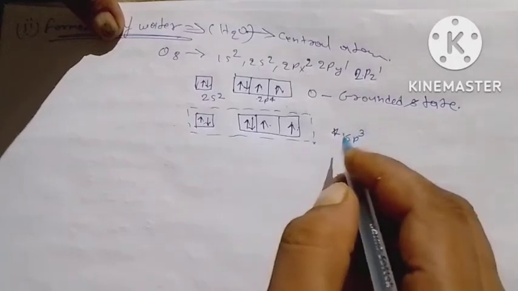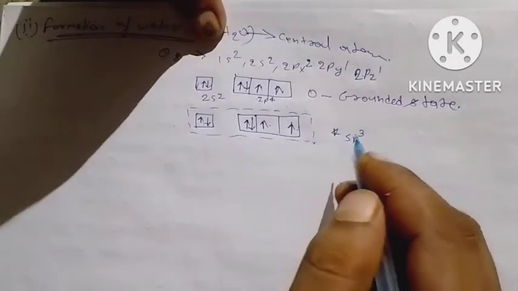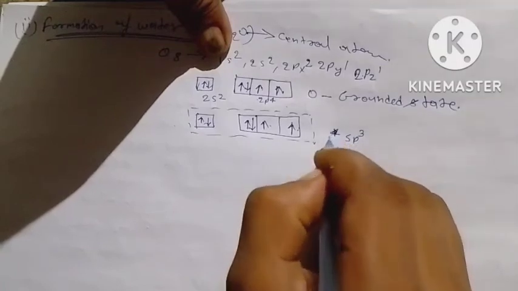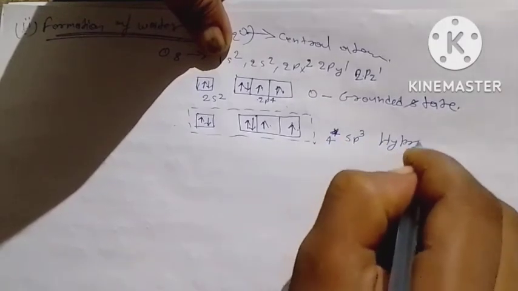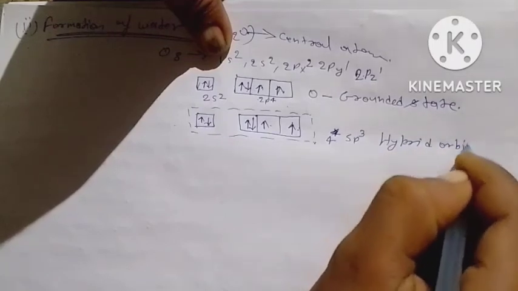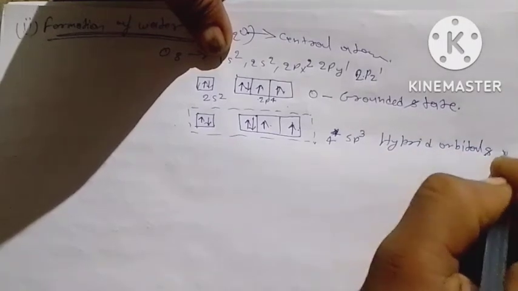The hybridization gives 4 sp3 hybrid orbitals of the oxygen atom.